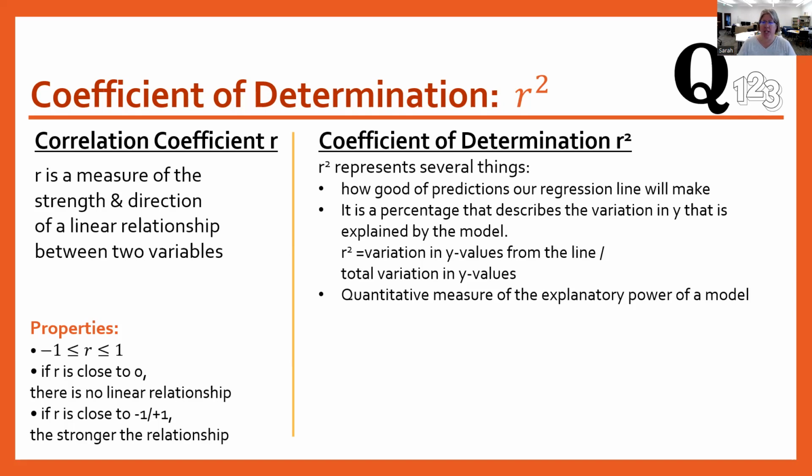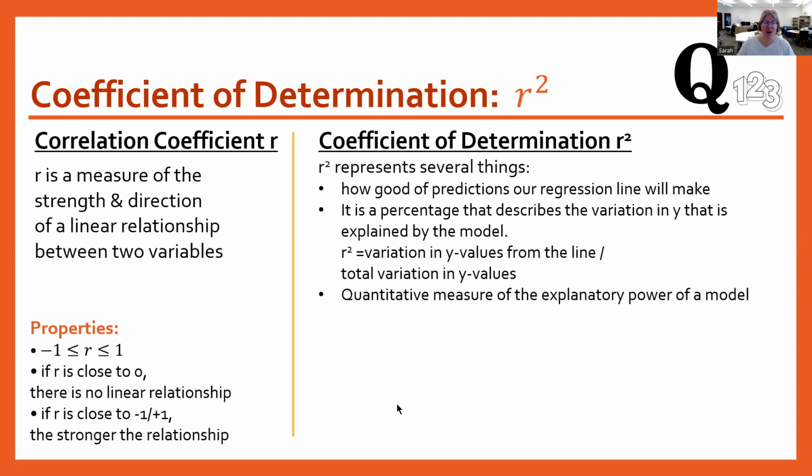Typically in this class, you're going to use r squared just to make an analysis of how good of predictions you're going to make. But if you see a question on the homework that says, what's the percentage of variation? That's also the r squared value. And then another definition would be it's the quantitative measure of the explanatory power of the model. That means how good it's going to be at telling us that cause and effect relationship.